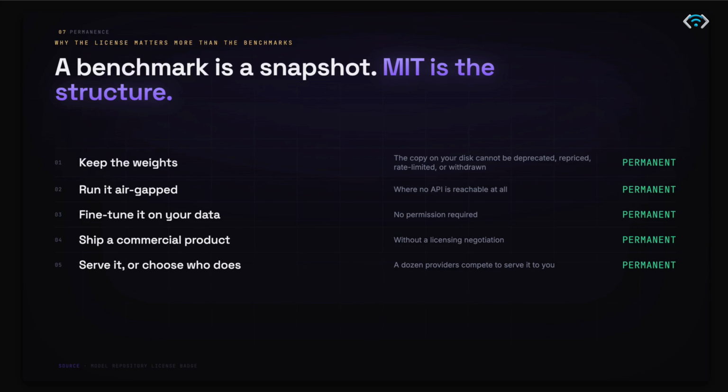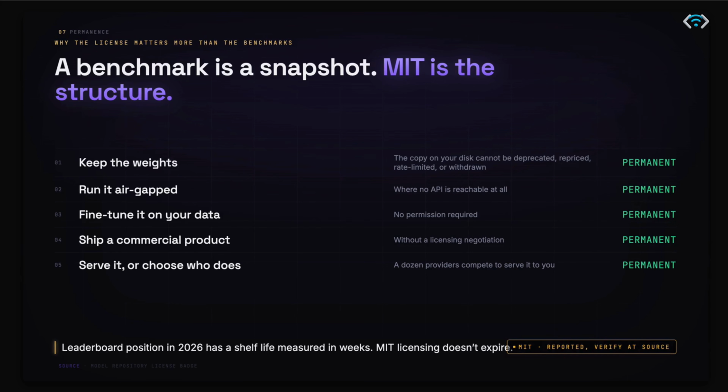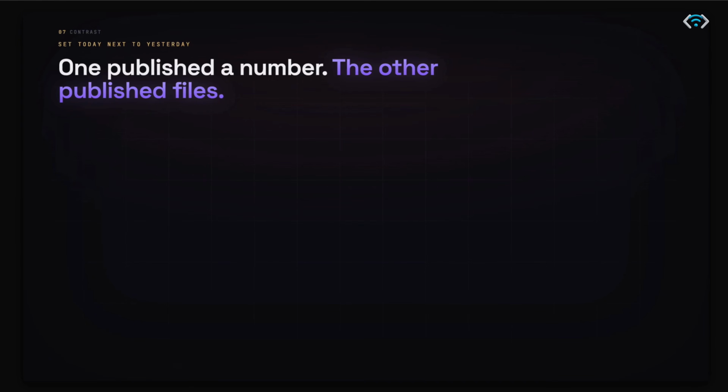Think about what that permission actually contains. You can download the weights and keep them, and the copy on your disk cannot be deprecated, repriced, rate limited, or withdrawn by anybody. You can run it in an air-gapped environment where no API is reachable. You can fine-tune it on your own data. You can build a commercial product on it without a licensing negotiation, and you can serve it yourself or choose among the providers competing to serve it to you. Every one of those is a permanent property. The benchmark score is a snapshot. The license is the structure.